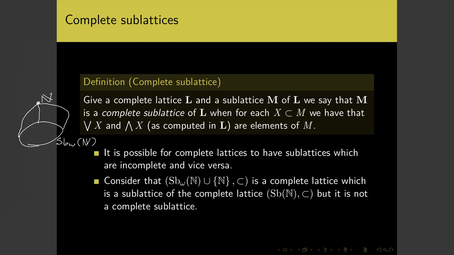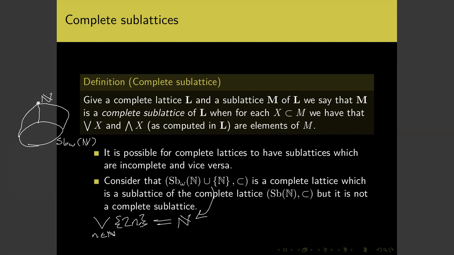Okay, so if I compute, for instance, the join over all natural numbers n of all the singleton sets n, then in the first lattice, I'm going to get just the natural numbers, because this collection is infinite.